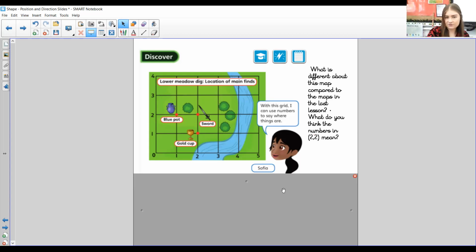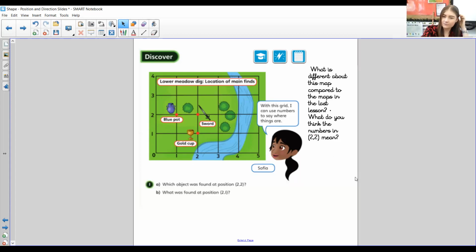Okay, so with this grid, Sophia thinks that she can use numbers to say where things are. So they've obviously done some archaeology, they've been historians and dug up some artifacts that are primary sources because they are from the time of whatever this was. Okay, so which object is found at position 2, 2? And then what was found at position 2, 1? Now, I'm not going to give you any advice just yet. I will give you a piece of information in a second that will help you, but I want you to have a go first of all. So what do you think is at 2, 2? And then what do you think is at 2, 1? So pause and have a go.